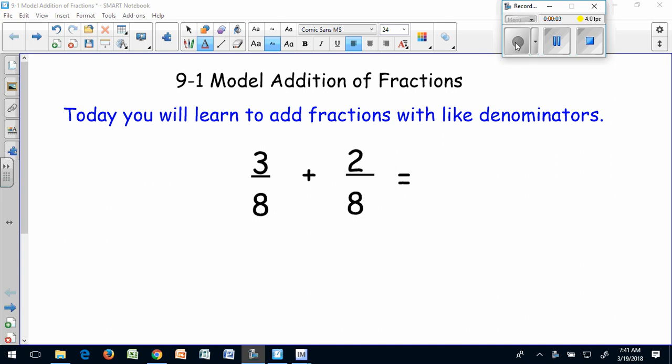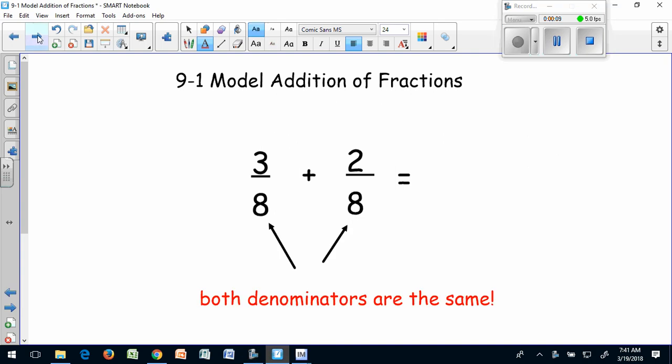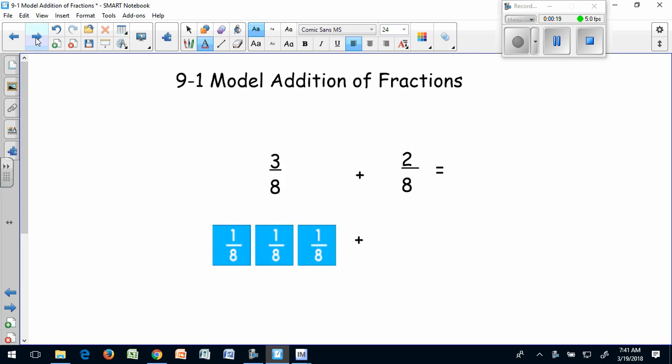Hello. Today we are going to look at adding fractions with like denominators with models. Like denominators means that both of your denominators are the same. This is the only way you can add and subtract fractions. Let's take a look at this addition sentence using fraction tiles to help us.